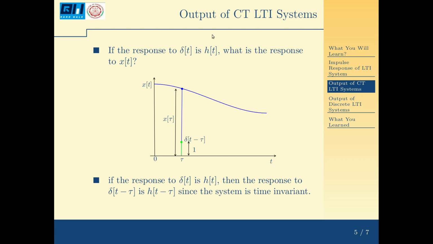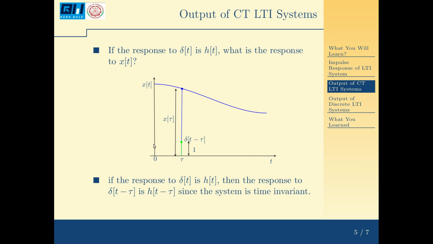Output of a continuous time LTI system. If the response to delta(t) is h(t), what is the response to x(t)? Suppose I have a continuous time signal x(t) here, and here I have a delta(t) happening. The response to delta(t) is h(t).